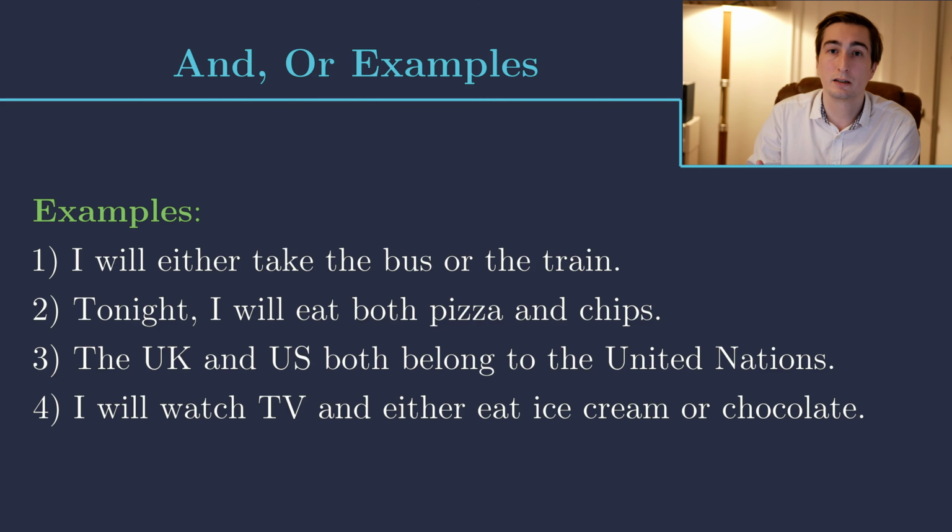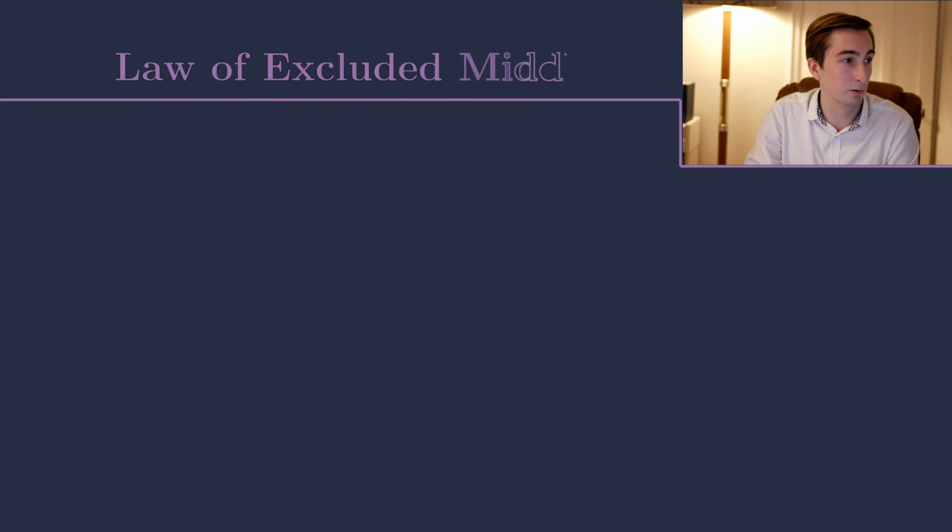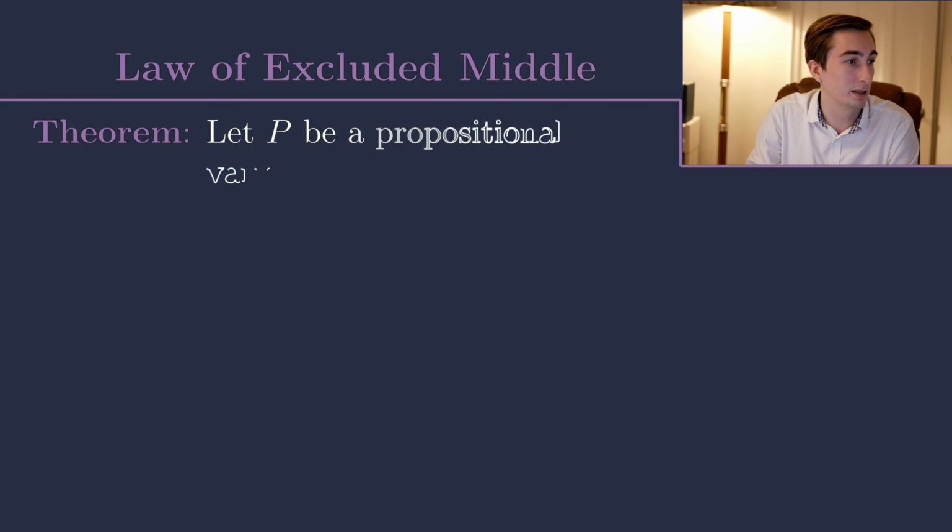But using this or operator gives us a particularly useful tautology that I introduced in a previous video as an example where I said, my name is James or not James. And this is fundamental to propositional logic. In fact, we're going to look at this as a theorem. So we'll see that this is always true regardless of the proposition that was put in there.